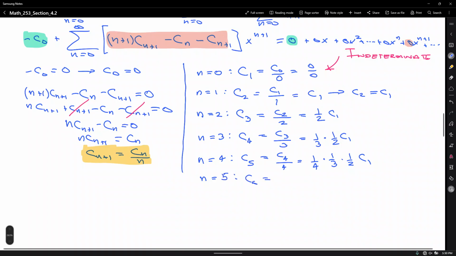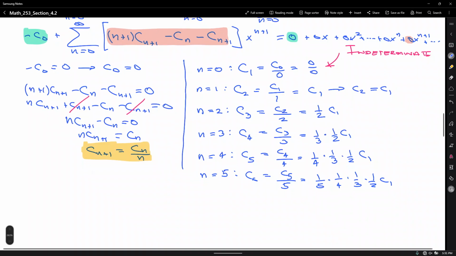c sub 6 equals c sub 5 over 5. That is 1 over 5 times, boom, all this madness. 1 over 4 times 1 over 3 times 1 over 2, c sub 1. Okay, guys, yes, we see the factorials there. However, with a little twist.